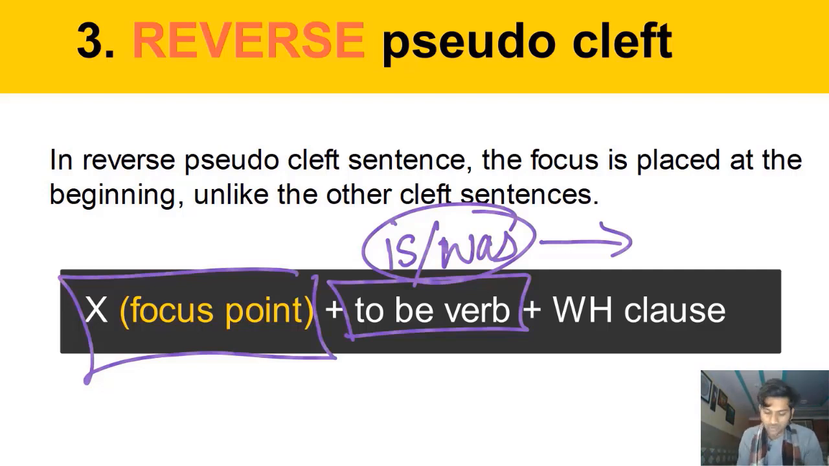Again, coming back to our point, first comes the focus element, then the to be verb, is or was, and it can be will be, but that is very less common. We don't usually use will be. It's always in the past or in the present, right? But you can use will be to make a sentence in the future, to show the future tense. So first comes the focus point, followed by the to be form of the verb, is or was, followed by a WH clause, a dependent clause. Let me show you some examples.